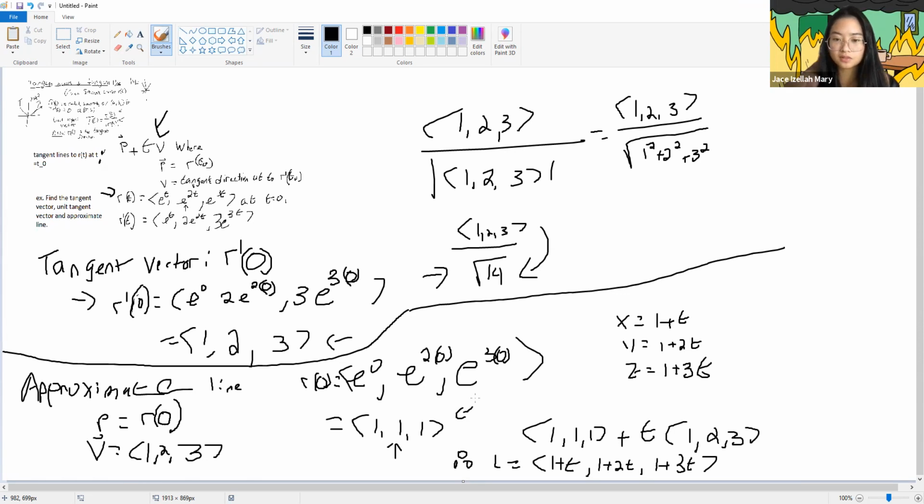Okay, so just because it's in vector-like form doesn't necessarily mean that it's a vector. It could be a single point as well. It can also be a tangent plane. Okay, thank you.